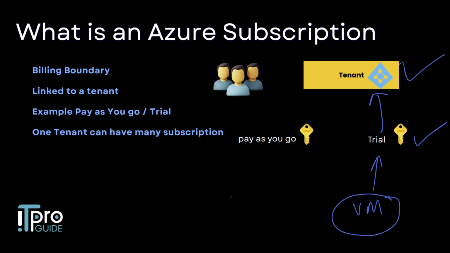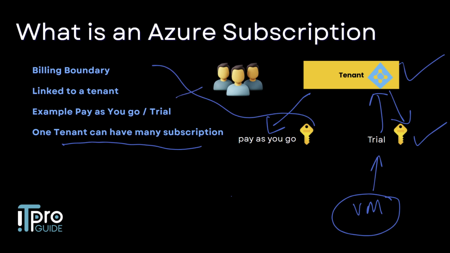Now, coming to the relationship between a tenant and a subscription, it is very simple. A tenant can contain many subscriptions, like you can see in the slide, but a subscription belongs to only one tenant. So here, the pay-as-you-go subscription, you cannot share it with another organization or another tenant. For that, you have to create another subscription there. But you can create multiple subscriptions under one tenant, because whatever is inside this tenant never goes outside the tenant. So all the authentication always comes from the tenant, not the subscription.